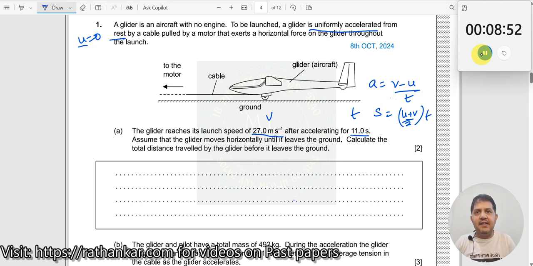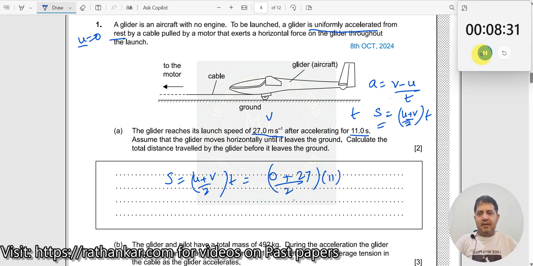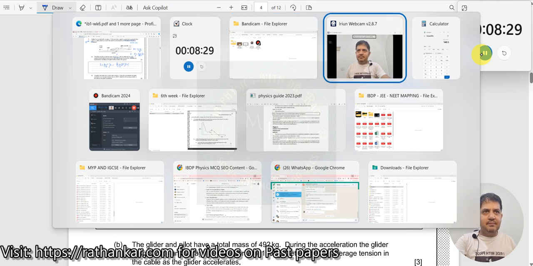Okay, now after this, assume that the glider moves horizontally until it leaves the ground. Calculate the total distance traveled by the glider before it leaves the ground. Total distance, this one, right, as I told you. So you can use S equal to U plus V divided by 2 multiplied by T, where U is 0, V is 27, divided by 2 multiplied by 11. Okay, let us calculate what this value is.